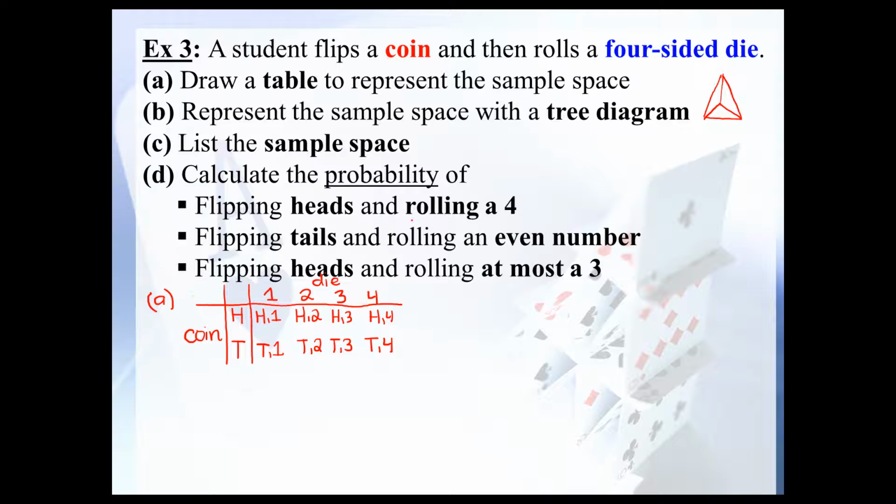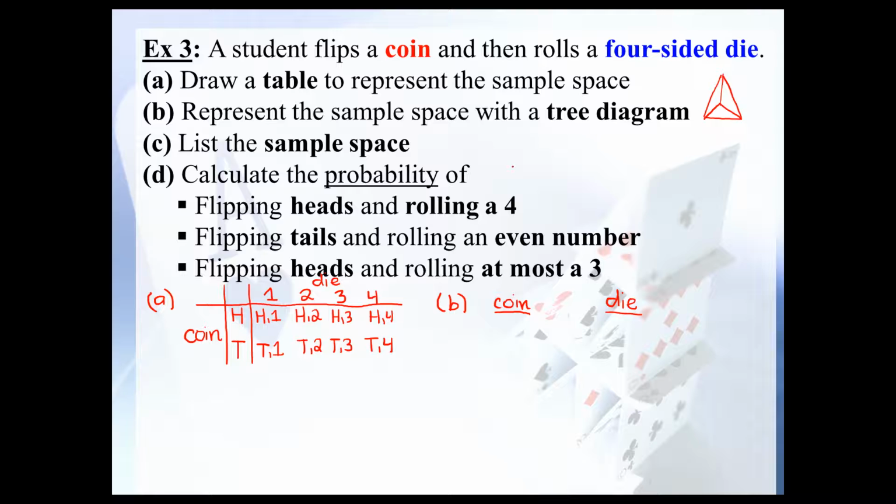So that's a table. Now, a tree diagram, which I personally find is a little bit easier to draw compared to drawing a table. So what I would do is write the name of the 2 events. The 2 events you have is you can flip a coin and you can roll the die. And we can underline these.